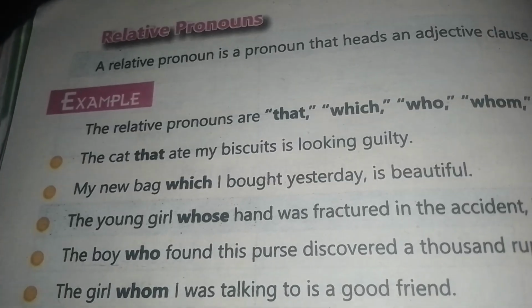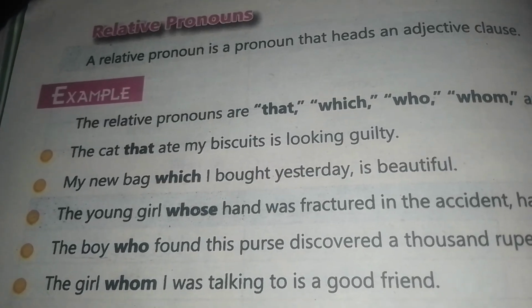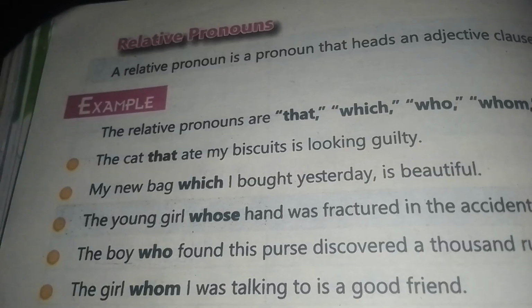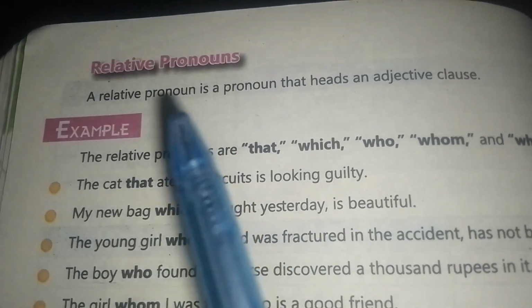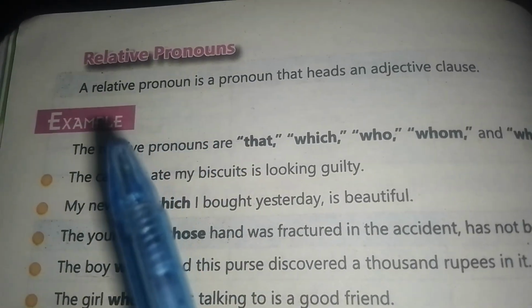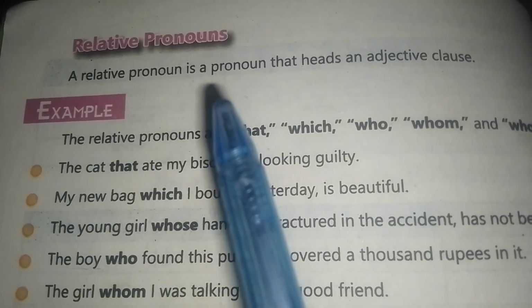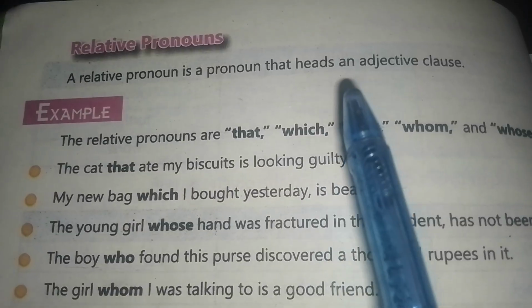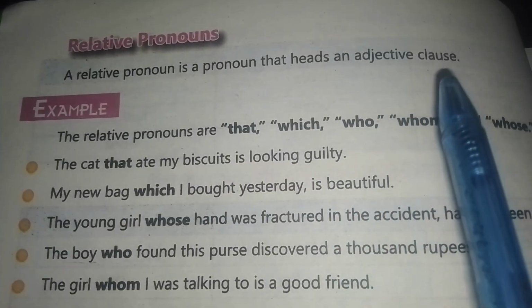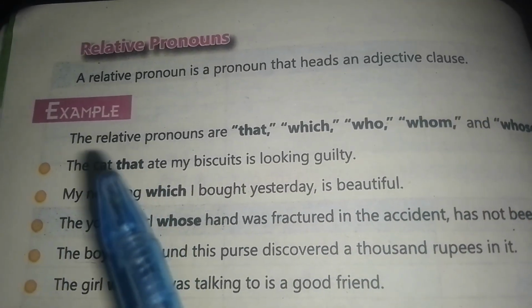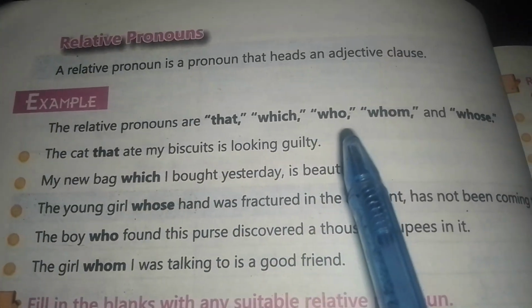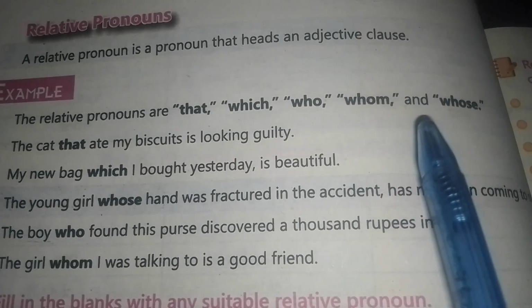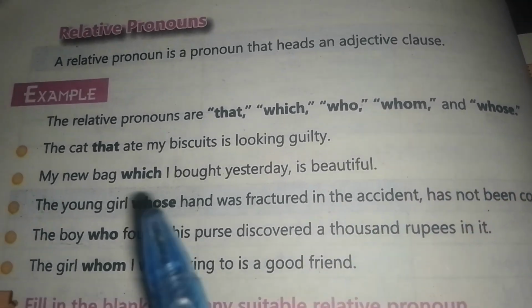Students, today I will teach you English unit number 5, page number 52, exercise grammar. Students, now let us start topic relative pronouns. Definition: a relative pronoun is a pronoun that has an adjective clause. Example: the relative pronouns are that, which, who, whom and whose.